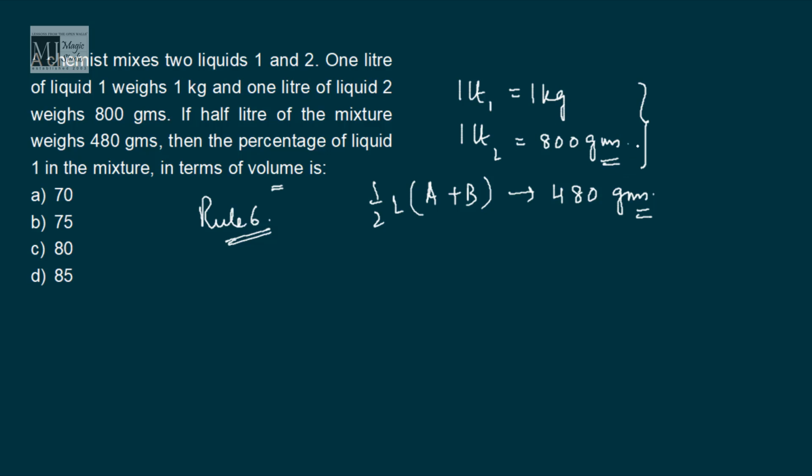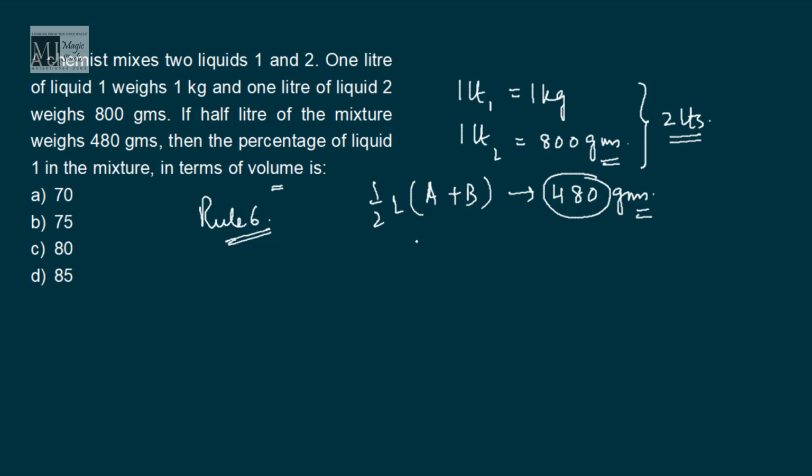Weight would be 1800 grams, isn't it? If the entire 1 liter and 1 liter are mixed, that is like half a liter of mixture. So if I have 1 liter and 1 liter, that is 2 liters. Suppose I mix them up, 2 liters.